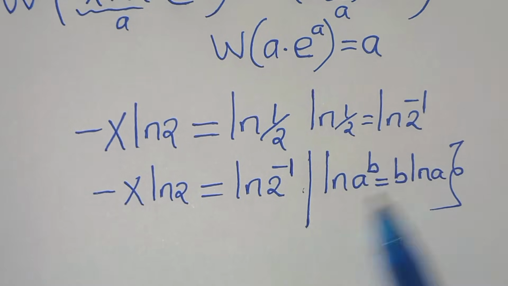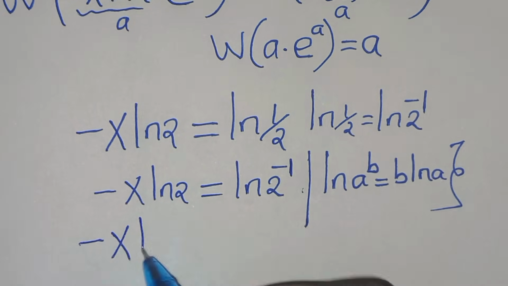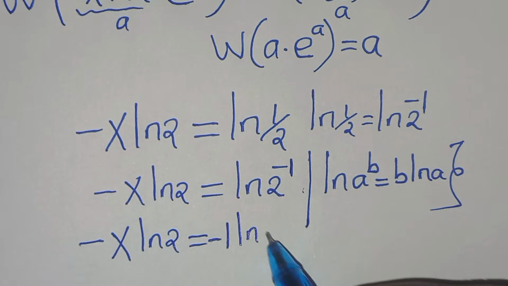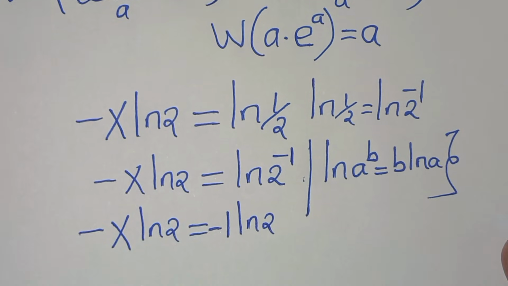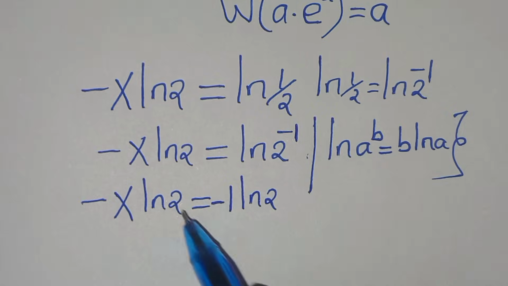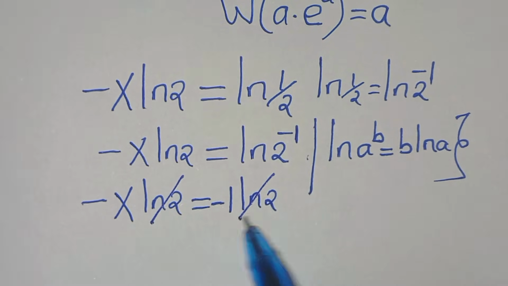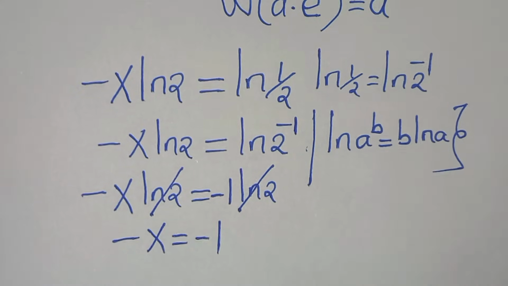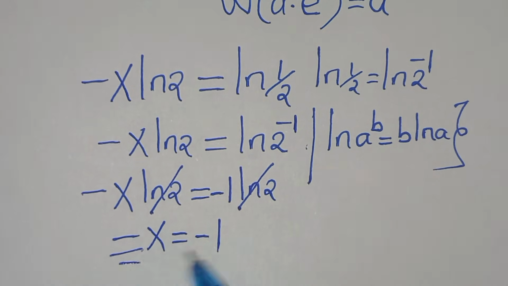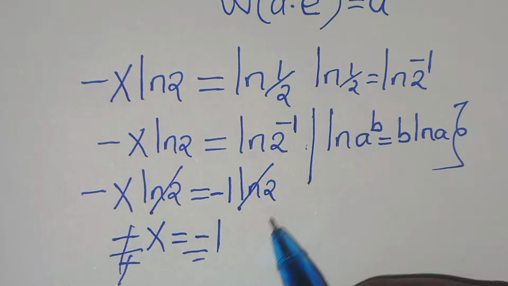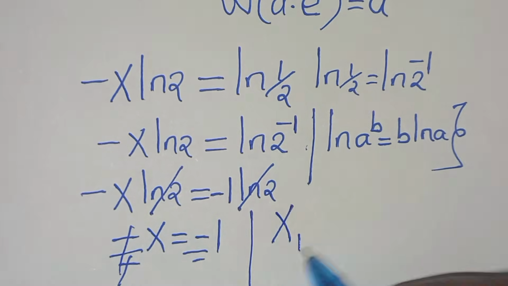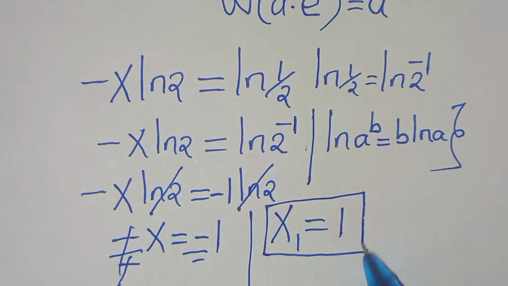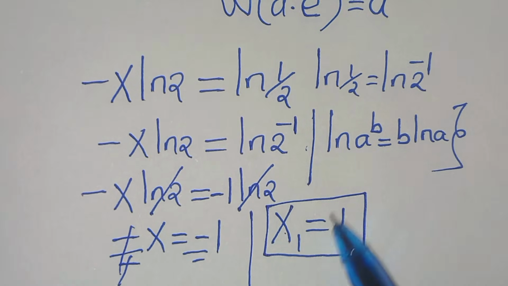Applying this property, then we have minus x ln of 2 is equal to minus 1 ln of 2. So we can simplify ln of 2 here. So we have minus x is equal to minus 1. So let's divide both sides by minus 1. And this proves that x1 is equal to 1. We have the first real solution here, that is x is equal to 1.